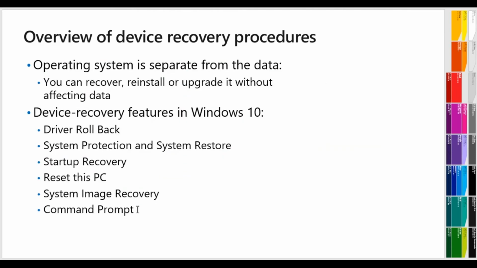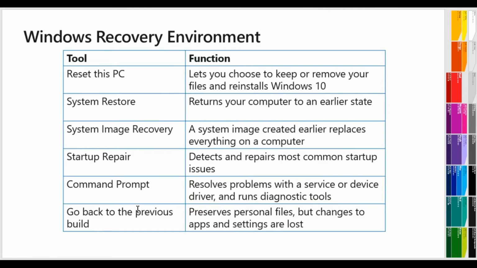Mainly we use command prompt, right? Or no, we have many options. Reset this PC is one of the great options, I would say. With that you can fix many issues. It lets you choose to keep or remove your files and reinstall Windows 10. System Restore returns your computer to an earlier state. System image recovery, using a system image created earlier, replaces everything on a computer.